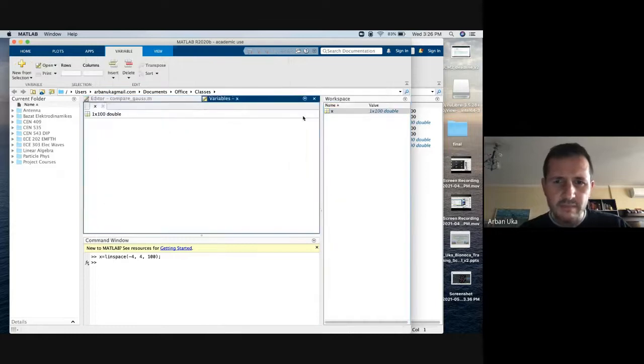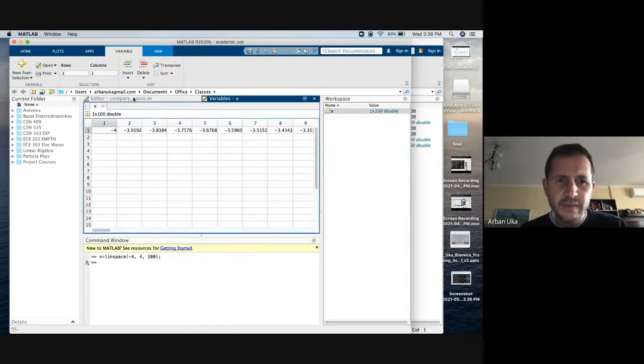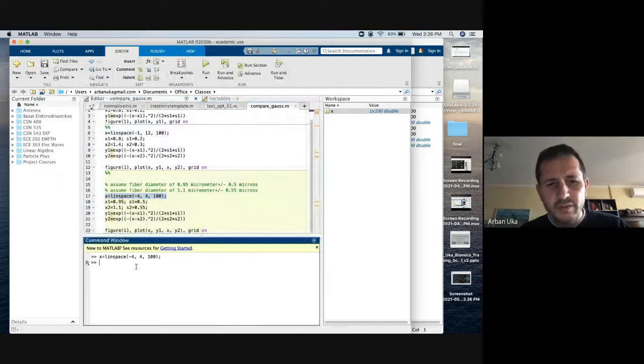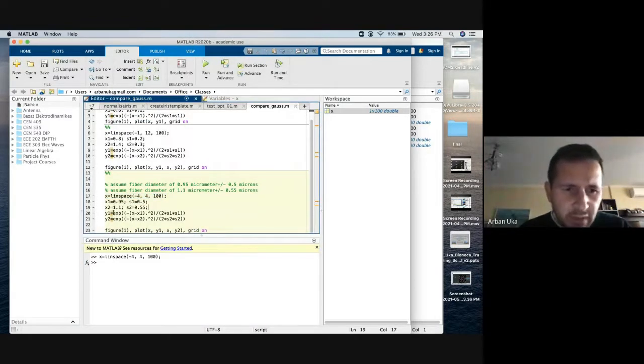So this x is a set of numbers ranging from -4 to +4, with 100 data points. Then we have to produce y1, and let's notice this equation on line 20. This states that y1 is equal to exponential to the power of minus (x minus x1) squared, where x1 is the center of the Gaussian distribution, divided by 2 sigma s1 squared. Okay, so have a look at this expression. Let's put a semicolon here because we don't want to print this one.